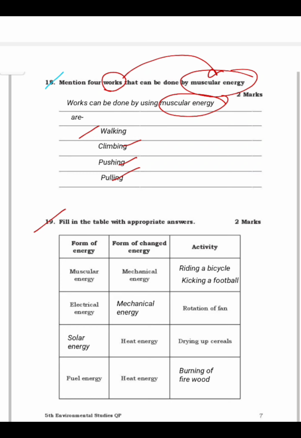Yes. Now question number 19, fill in the table with appropriate answers. So here you will get the table, and you have to write the answer there. Form of energy, muscular energy is there. From muscular energy to mechanical energy, here you have to write one of the activities where muscular energy is converted into mechanical energy. For example, riding a bicycle: muscular energy is needed, it will convert to mechanical energy, meaning your bicycle will move if you provide strength, force to it. Next one, kicking a ball.